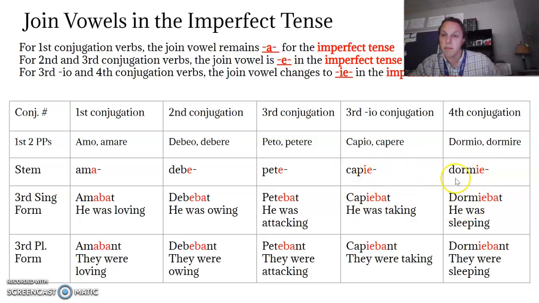So the stem is capie and dormie. So we take that second principal part, capere, remove the ERE, add IE, then add the endings. Dormio, dormire, we remove the IRE, replace it with an IE. Dormiebat, he was sleeping. Dormiebant, they were sleeping. And that's how the joined vowels work. So, like I said, this is something I want you to be aware of. I do not want you to stress about it.